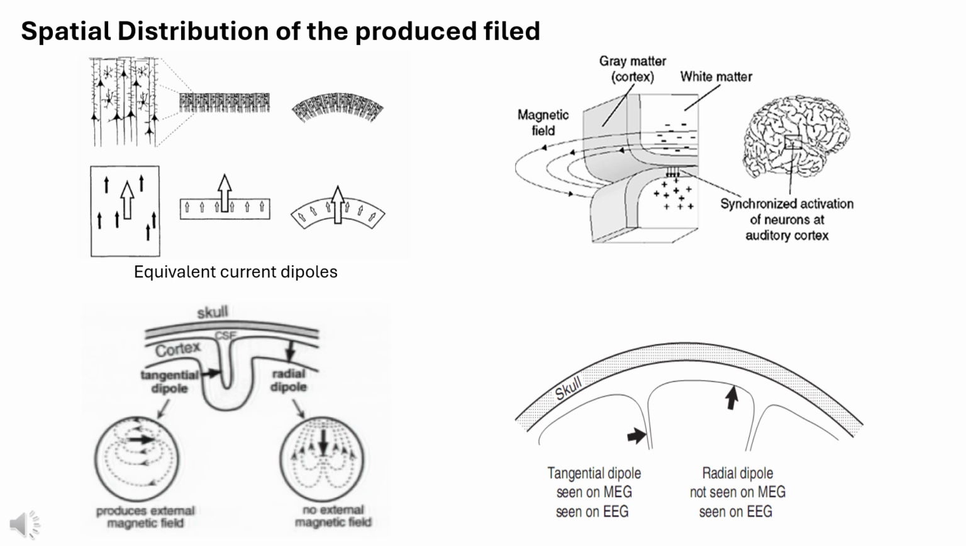As shown in the bottom figures of the slide, tangential dipoles produce an external magnetic field, but radial dipoles don't create magnetic fields. It means they are not seen in MEG.